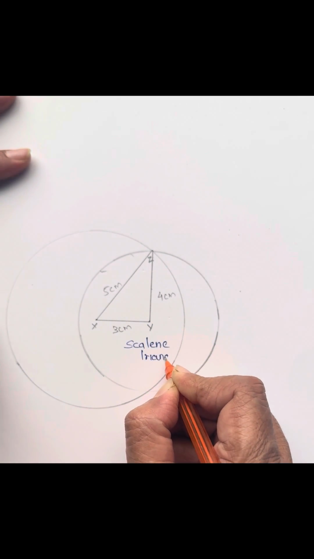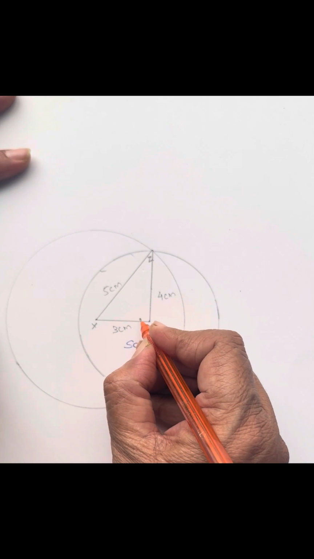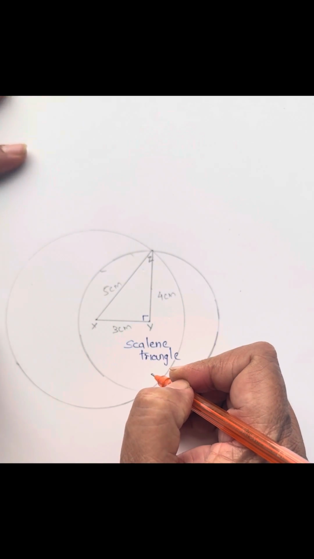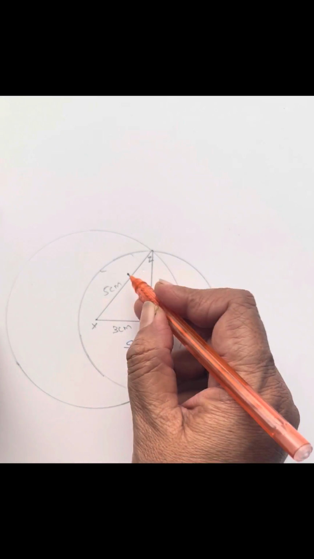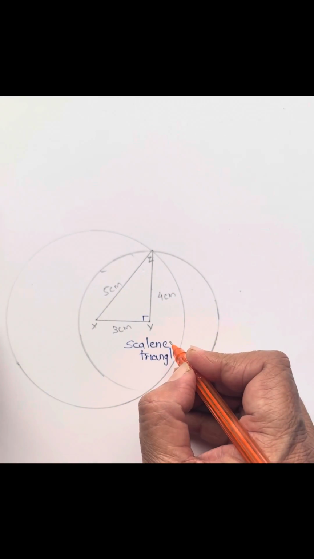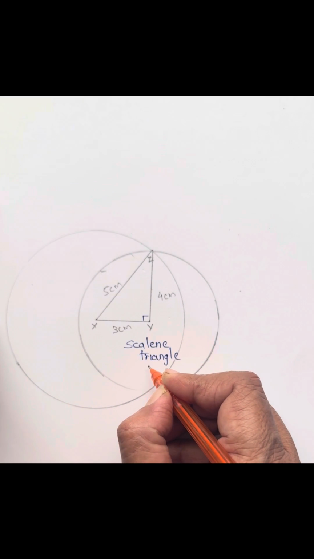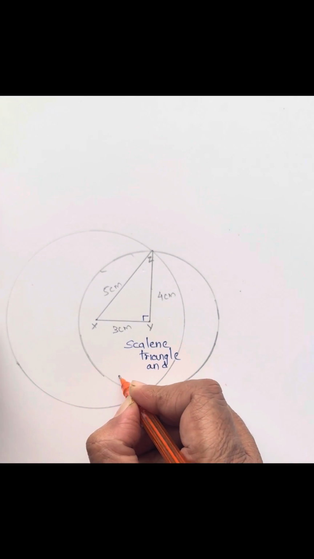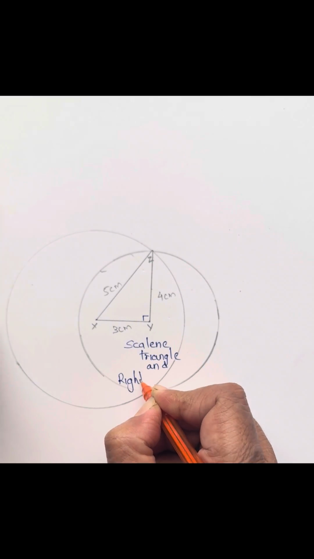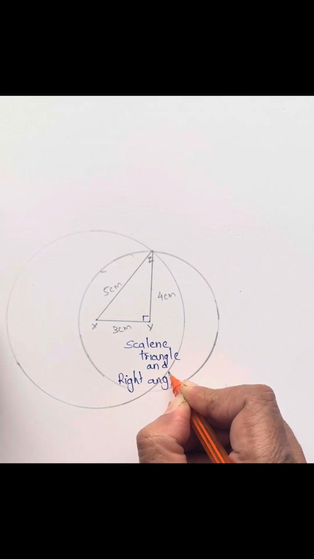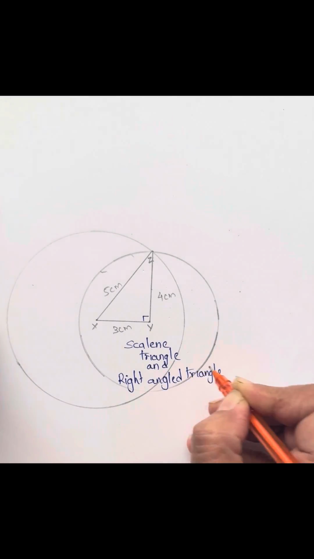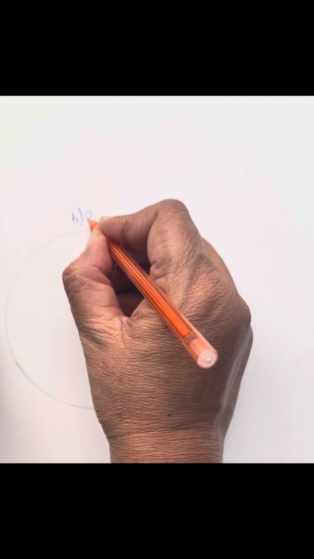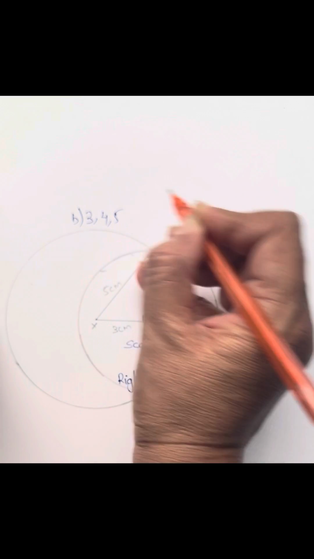And it is actually a right angle triangle. It is at right angle at this place. You will learn when you learn Pythagoras theorem, you will know that these are the triplets 3, 4, 5. So it is also a right angle triangle. So this is question number B, 3, 4 and 5.